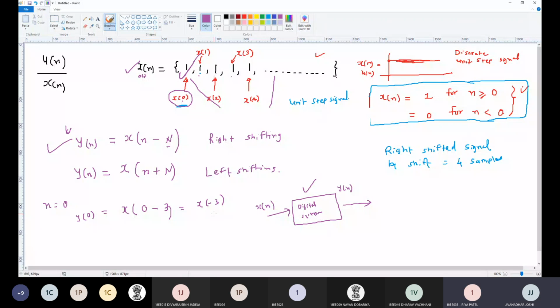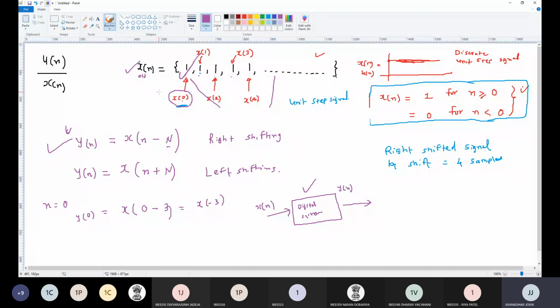What is x of minus 0? It will be towards the left side of x of 0. What was before x of 0 is not shown here, but there was something before it as well.